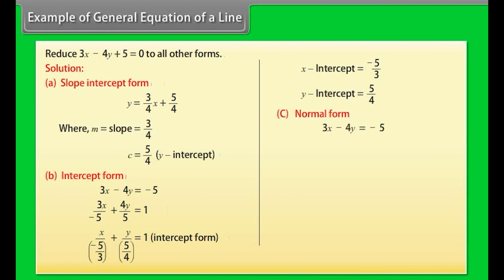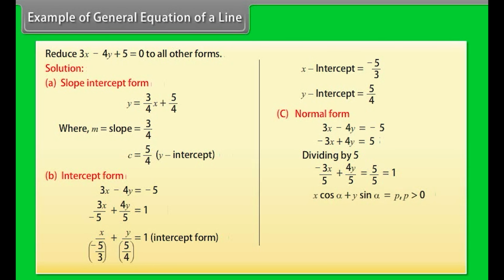Normal form. 3x minus 4y is equal to minus 5. Minus 3x plus 4y is equal to 5. Dividing by 5, minus 3x by 5 plus 4y by 5 is equal to 5 by 5 is equal to 1. x cos alpha plus y sin alpha is equal to p, p greater than 0, where cos alpha is equal to minus 3 by 5, sin alpha is equal to 4 by 5, and p is equal to 1.